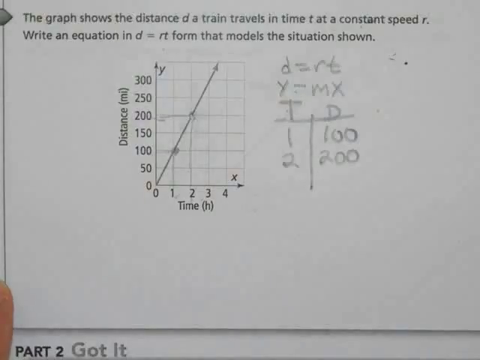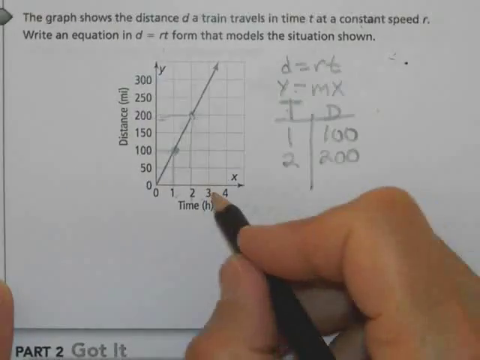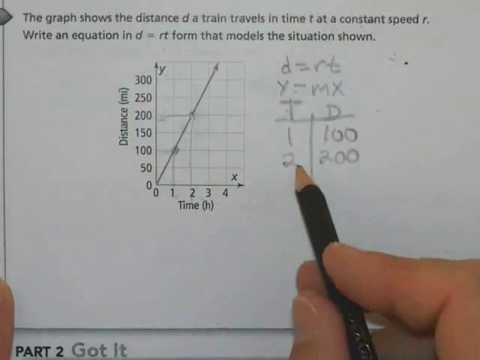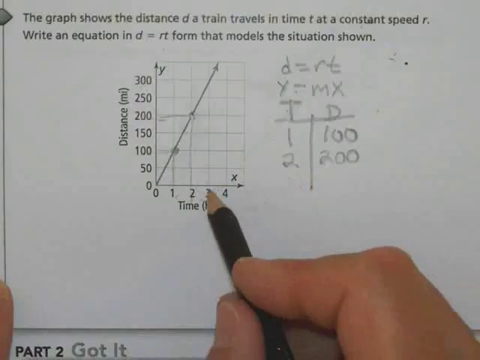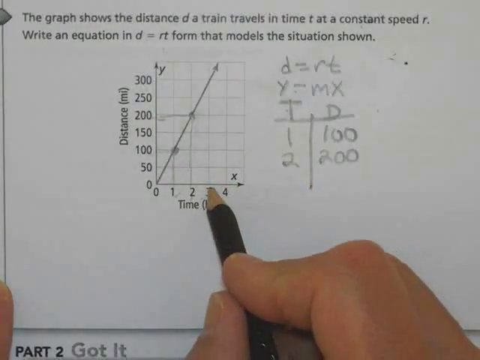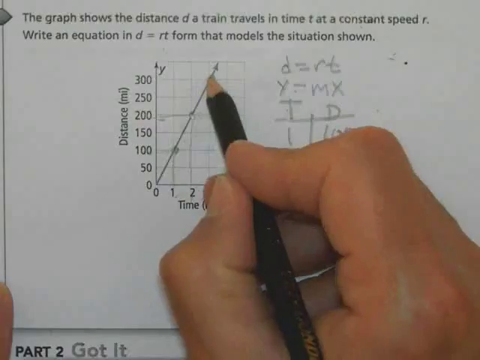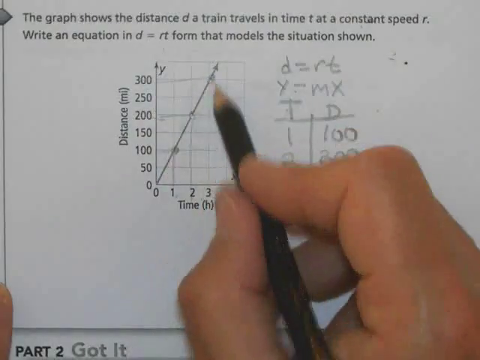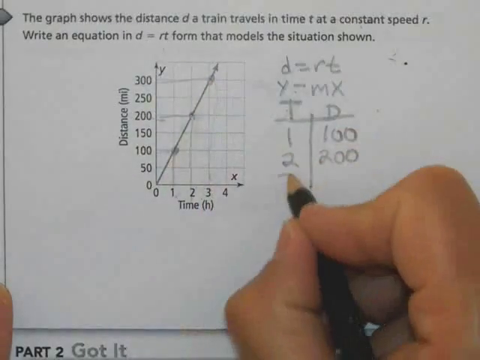Let's just do one more point here. If this is consistent, and I've got a ratio here, and I believe that I do, it's constant speed, then when I get to 3, it should be at 300. And sure enough, we can see that it is.